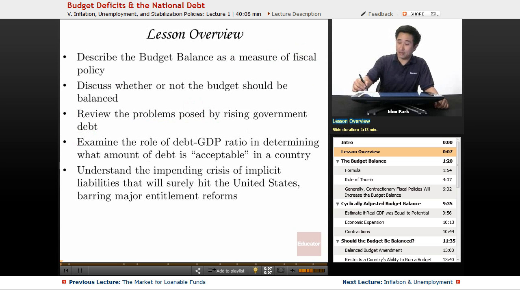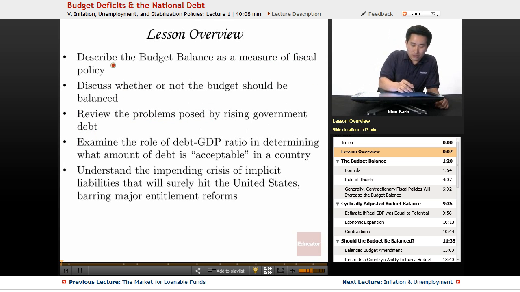So in today's lesson overview, we're going to describe the budget balance as a measure of fiscal policy. We're going to discuss whether or not the budget should be balanced. Notice the word should right here. This is a normative question here. We're going to review the problems posed by rising government debt, something that in the United States is clearly going to be a problem. And we're going to examine the role of debt to GDP ratio in determining what amount of debt is acceptable in a country.